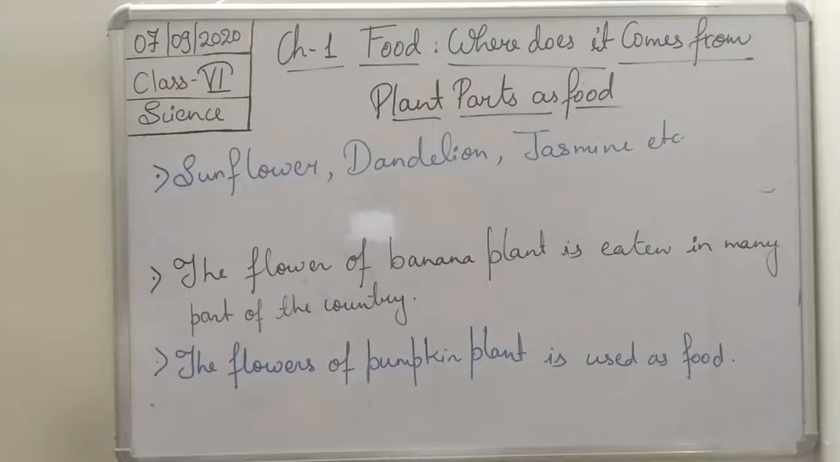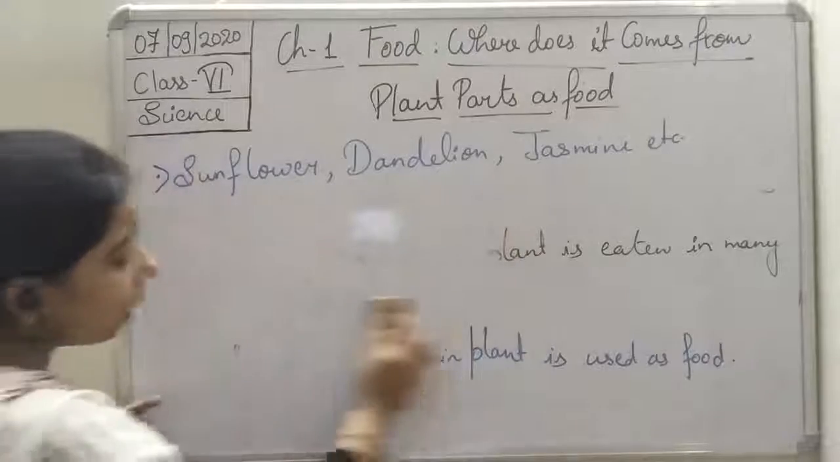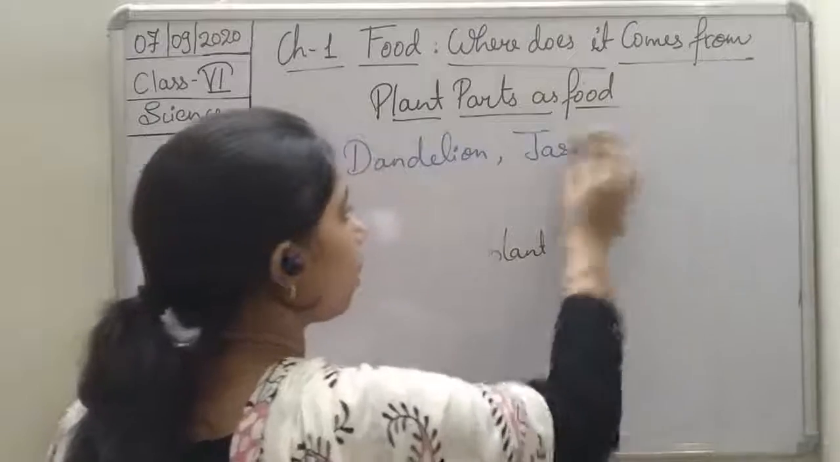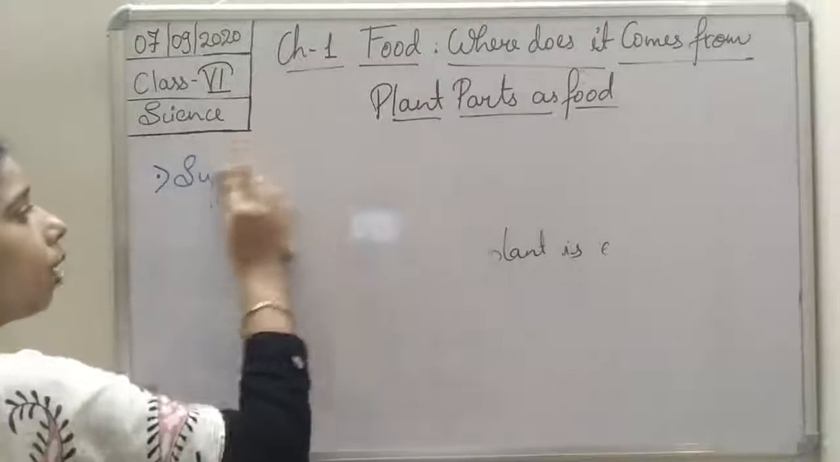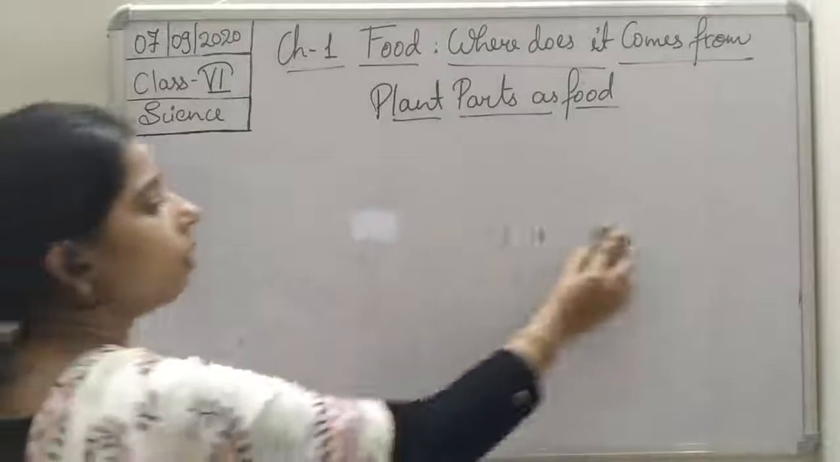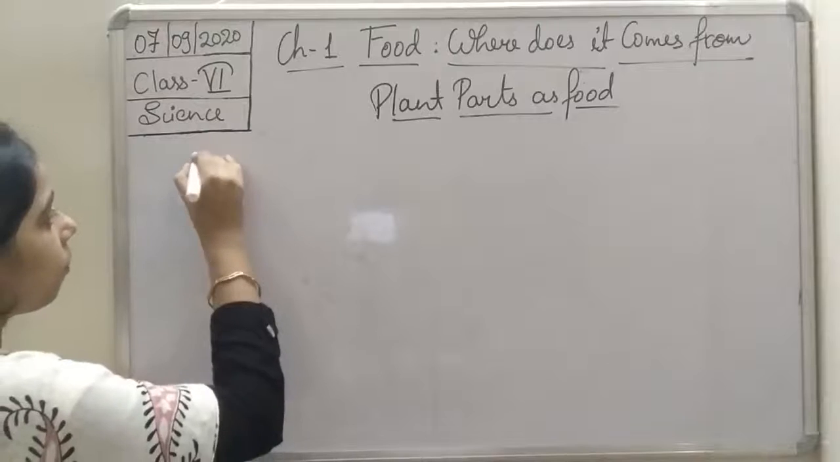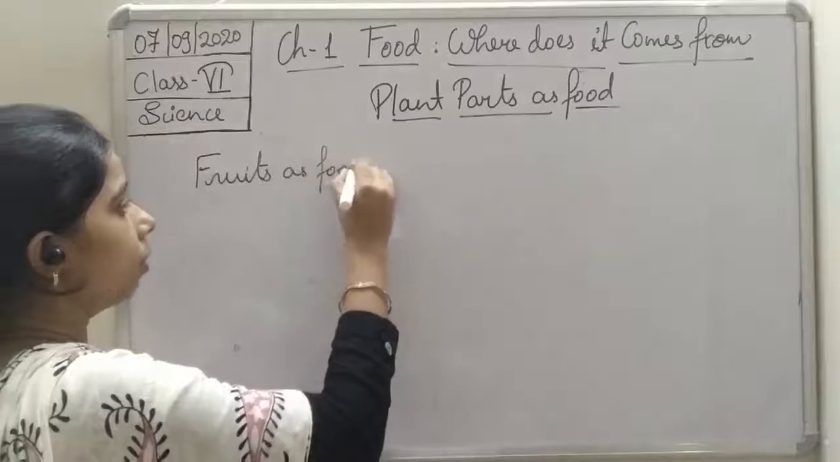Now we will move to the next one, that is fruits as a food. Okay, so fruit as a food is very easy to understand, because whenever we talk about the plant, students, and somebody asks you what the plant gives to us, the first thing you will say is that it gives fruits to us. Okay, so fruit is a very common thing that we obtain from the plant. So fruits as food.